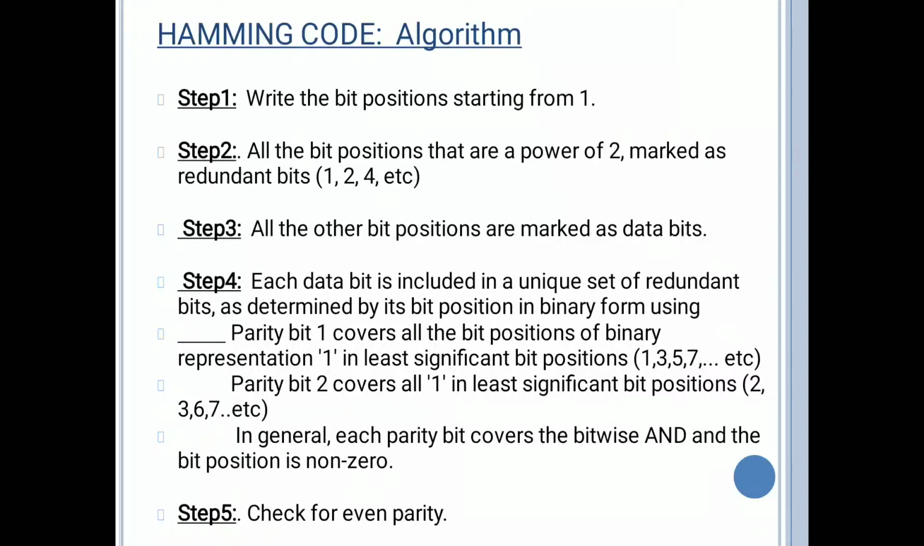In the third step, all the remaining positions are marked as data bits. So once we place the redundant bits, the remaining bits are there, and those remaining empty bits are filled with data values. In the fourth step, each data bit is included in a unique set of redundant bits as determined by its position in binary form.